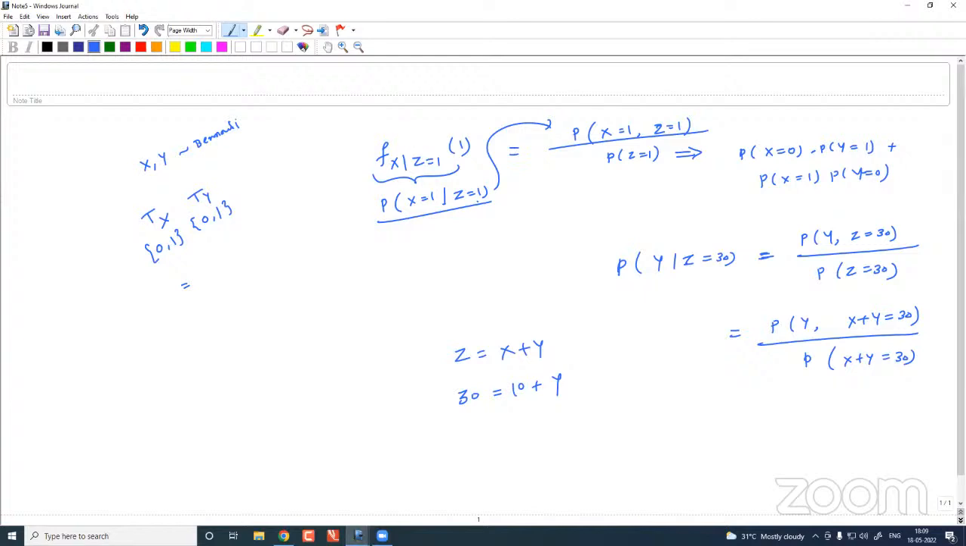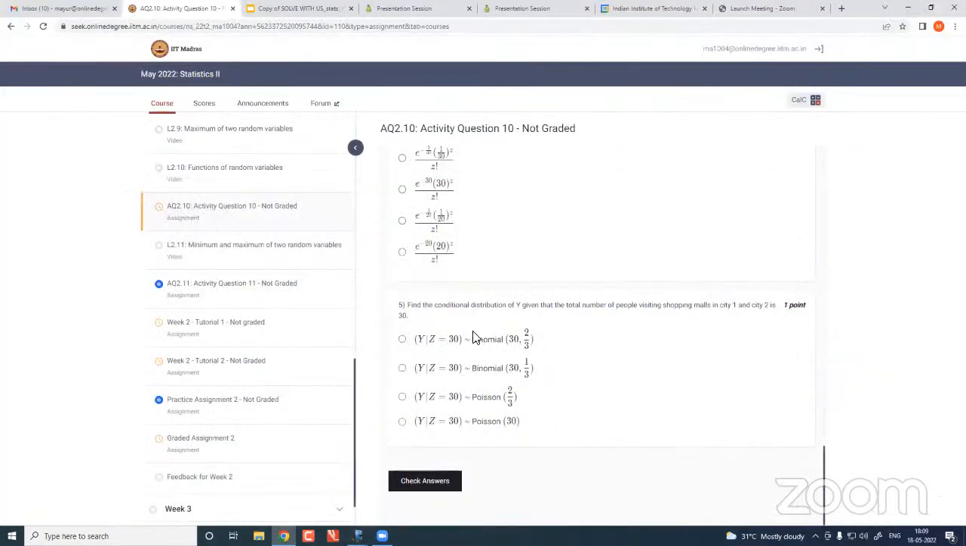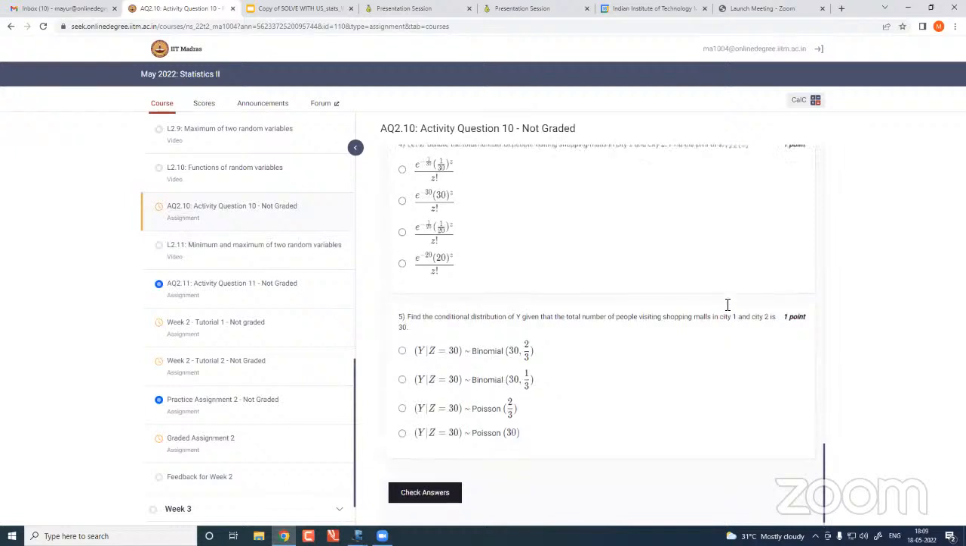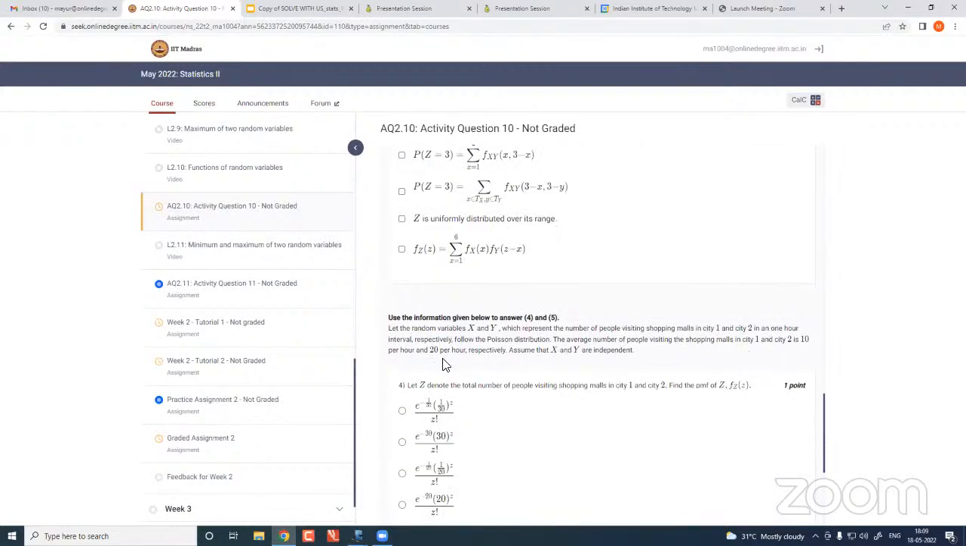See this, what the thing is, if any person is coming, so Z is how many people are coming. You try to understand it physically. Find the conditional probability of Y given that the total number of people visiting shopping malls in city 1 and city 2 is 30. If there are 30 people coming, every person going to the shopping mall has 2 choices, either city 1 or city 2.